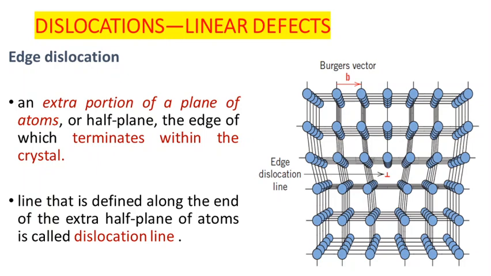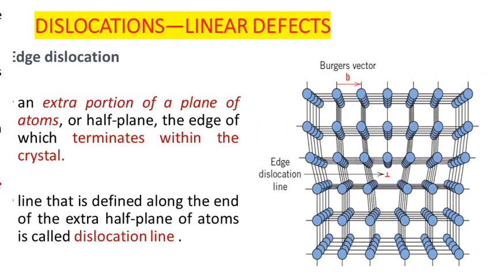Another important term associated with dislocation is the dislocation line, or the line along which the dislocation acts. In the case of edge dislocation, the dislocation line is the line along the end of the extra plane of atoms. It is the line at the edge, or at the bottom portion, of the extra plane of atoms, which is the dislocation line.